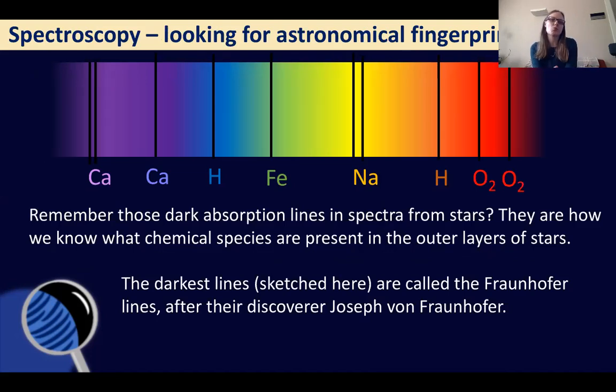So this is a sketch of where those lines fall in the visible spectrum for our sun. And these darkest lines in the sun's spectrum are called the Fraunhofer lines. So these each correspond to different chemical species. So this double line here, for example, is absorption from sodium gas. This is the same sodium gas that gives old-fashioned sodium street lights that orangey yellow colour. So it's the same feature here that's absorbing in the outer layers of the sun. We've also got things like iron and oxygen and calcium.